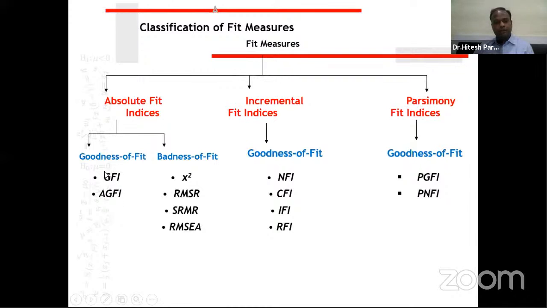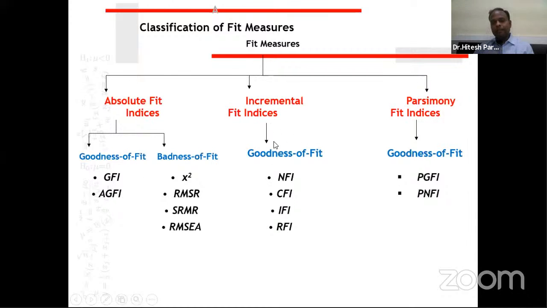In absolute fit, the standard practice is that we report GFI and AGFI values. It is a goodness of fit, how well your data set fits into the model. And badness of fits are nothing but the error terms. Within this, there is a chi-square test, then there is RMSEA. These two are the more popular reporting values. Researchers generally report chi-square value and RMSEA, that is root mean square error of approximation. And then for goodness of fit, researchers generally prefer GFI value.